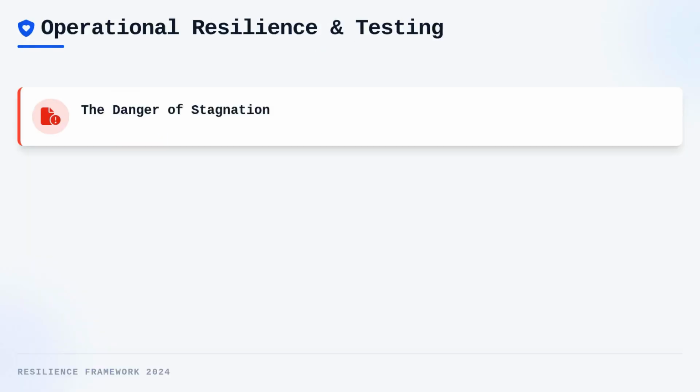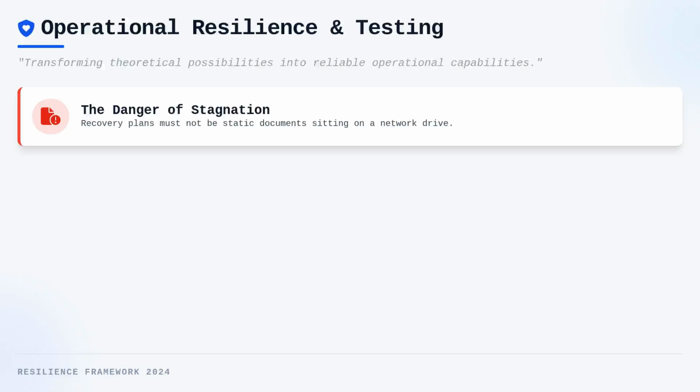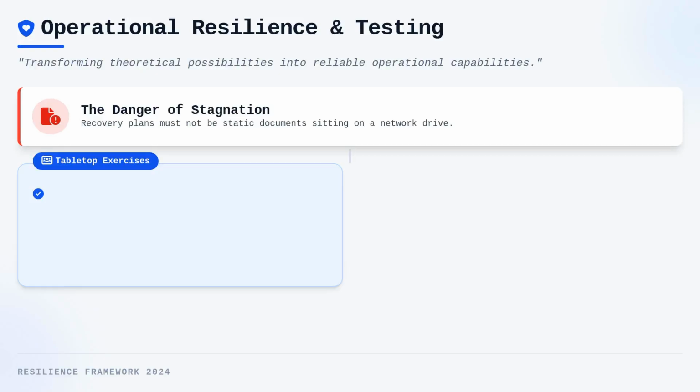True resilience requires that your recovery plans are never treated as stagnant documents that sit in a folder on a network drive. Testing these procedures is the only way to transform theoretical possibilities into reliable operational capabilities, typically categorized as either tabletop exercises or full-scale drills.